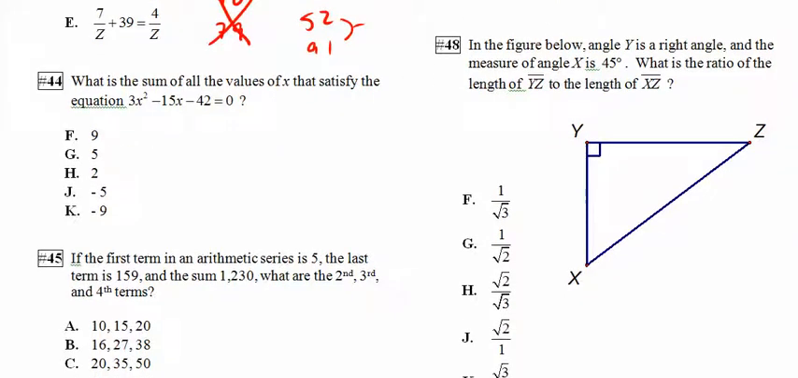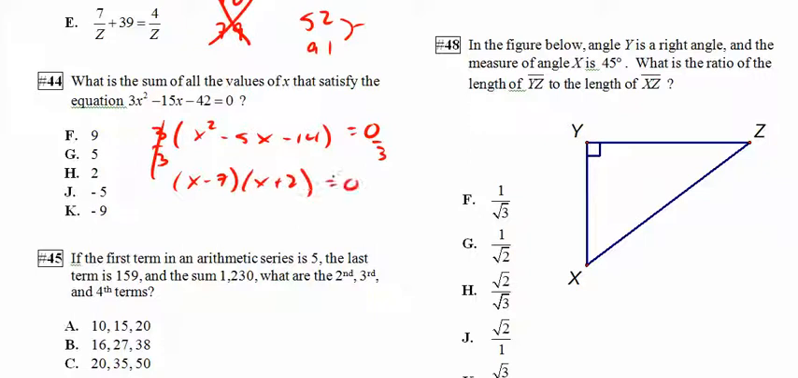What's the sum of all the values of x? So you've got to solve this. I can pull out an x, which is nice. X squared minus 5x minus 14, and I can divide it by both sides. So it's gone basically. X minus 7, x plus 2. So my answers are 7 and negative 2. Add them together, I get 5. Slick.